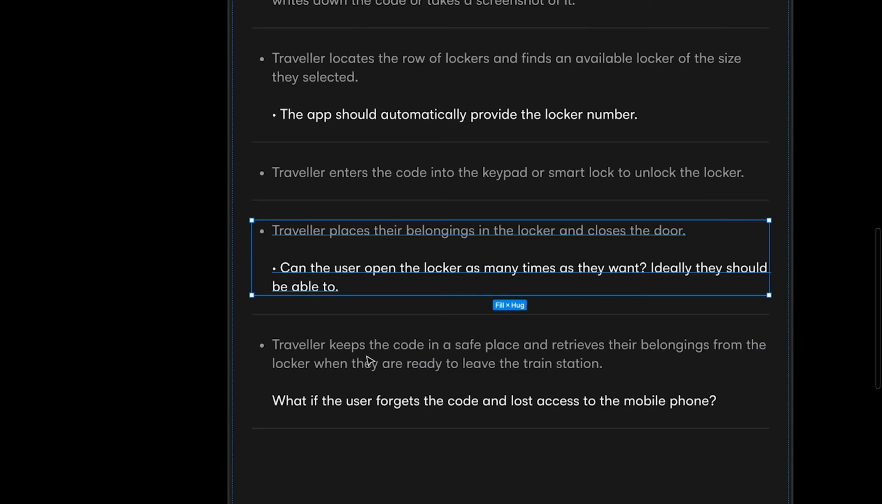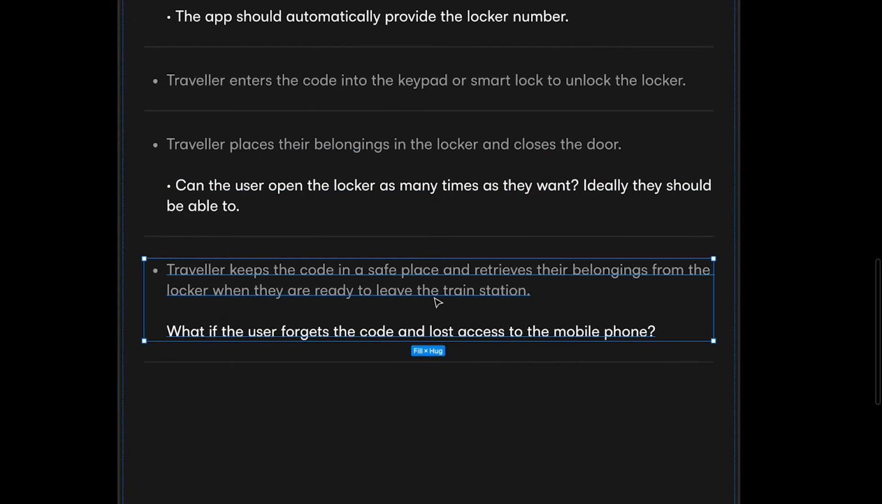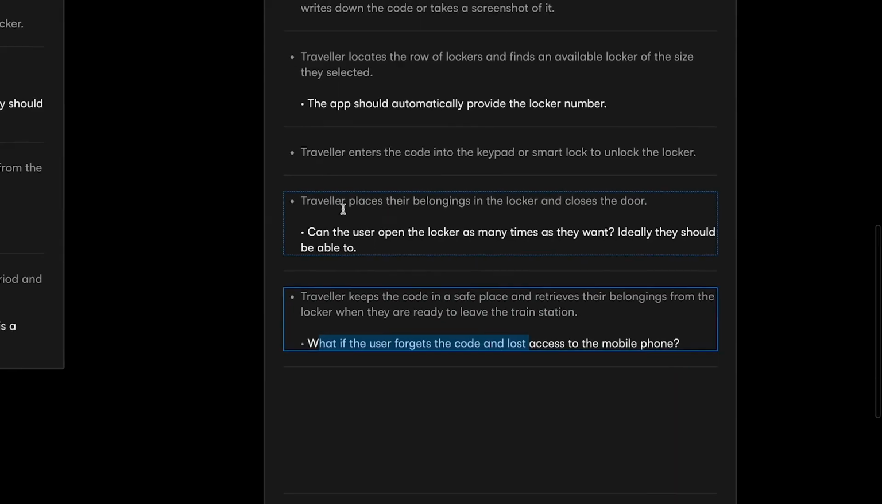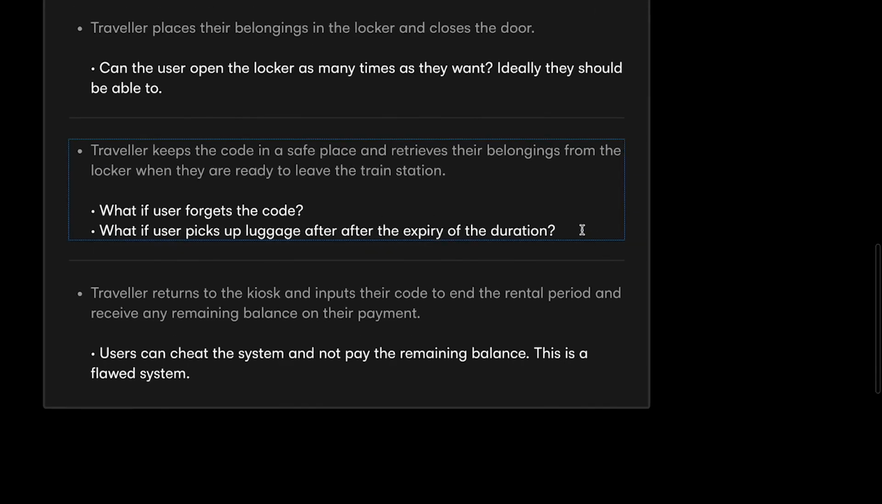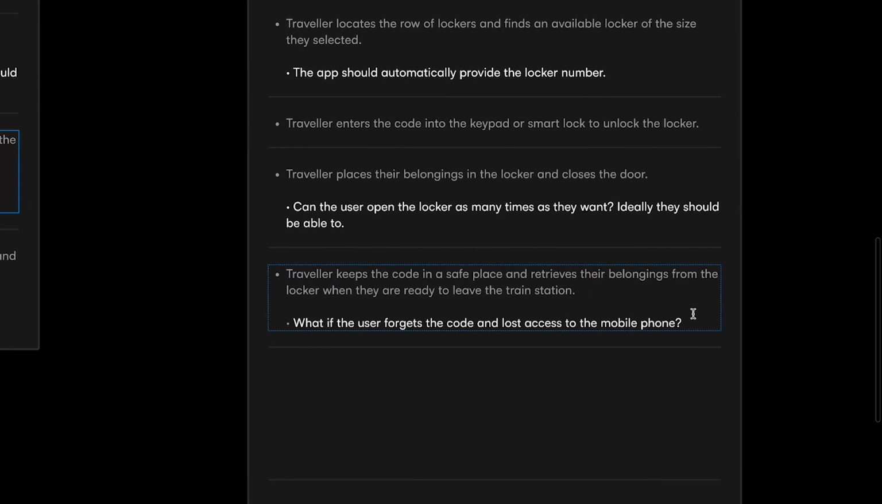All right. The traveler keeps the code in a safe place and retrieves their belongings, right? What if the user forgets the code, right? So here again, the question I had here is, what if the user forgets the code and loses access to the mobile phone, right? Because the code is stored in the mobile device, and let's say they lost the mobile device, how are they going to get back access to it, right? Or let's say they forget the code, right? How do you solve for this situation, right? Now, there are also a couple of things, for example, what if the user picks up the luggage after the expiry of the duration? That's another question that we probably might want an answer to.